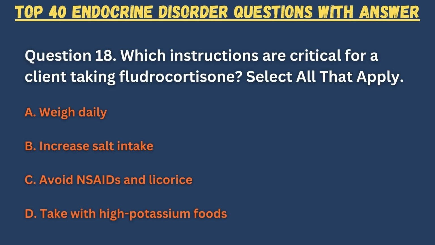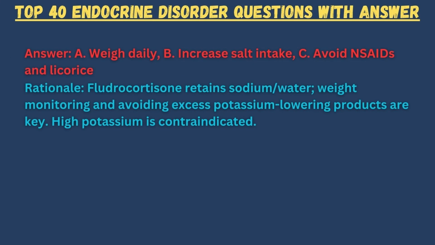Question 18. Which instructions are critical for a client taking fludrocortisone? Select all that apply. A. Weigh daily. B. Increase salt intake. C. Avoid NSAIDs and licorice. D. Take with high potassium foods. Answer: A. Weigh daily. B. Increase salt intake. C. Avoid NSAIDs and licorice. Rationale. Fludrocortisone retains sodium and water. Weight monitoring and avoiding potassium-lowering products are important. High potassium is contraindicated.